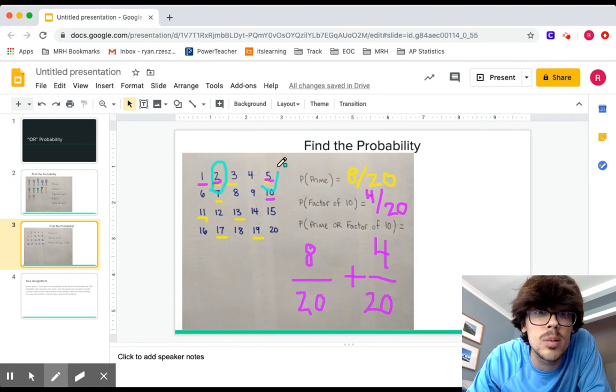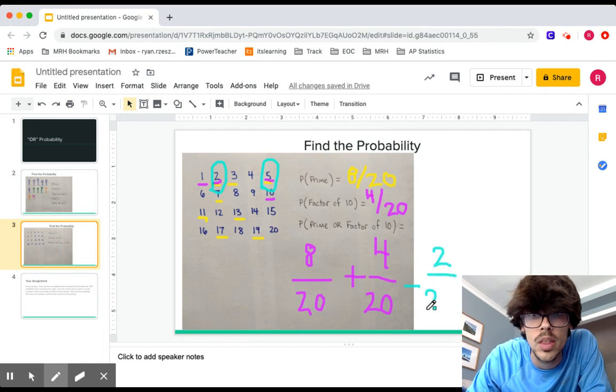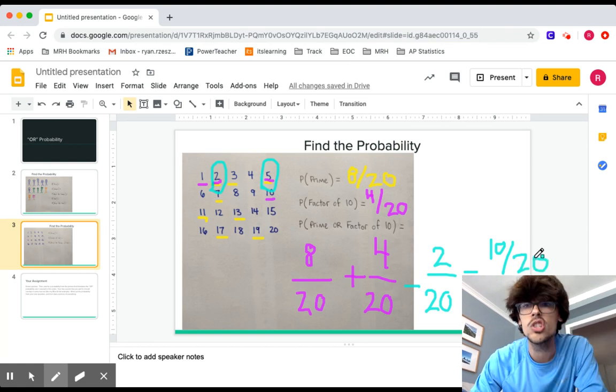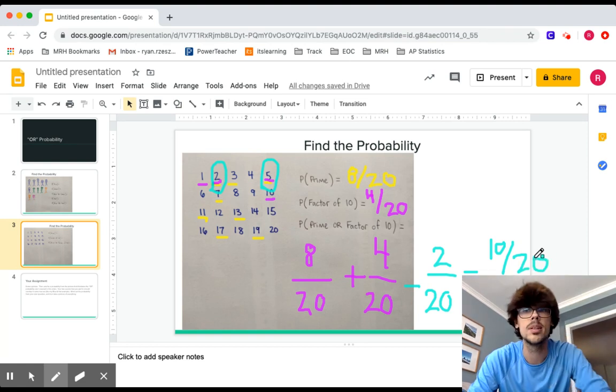I also double counted the number 5. So what I would need to do to get my final answer is subtract out the 2 numbers that I double counted. And if you do that, you're going to end up with 10 numbers in the list out of 20. So you need to make sure after you add probabilities, just subtract out whatever you double counted.